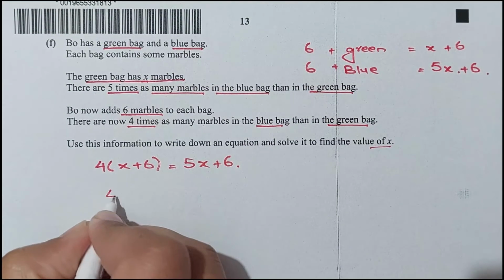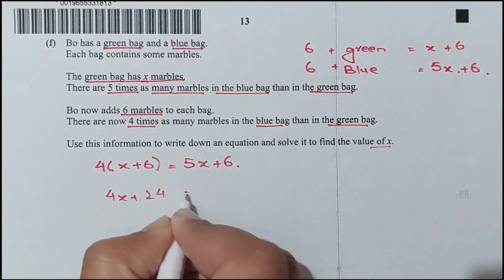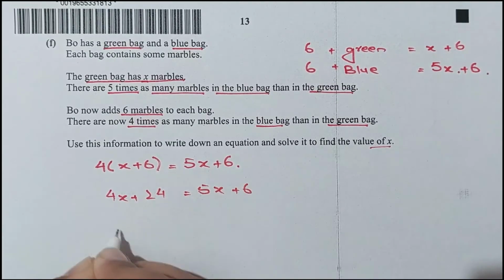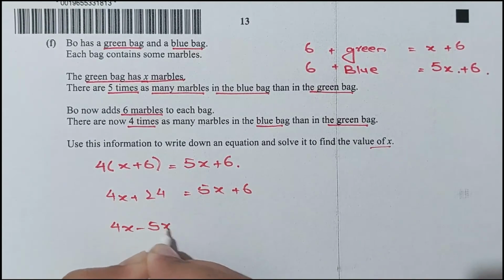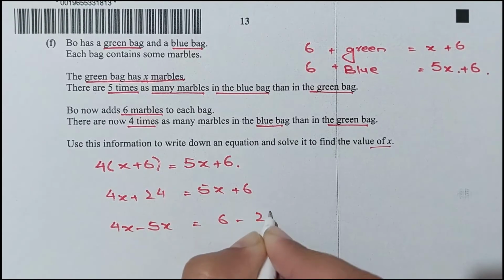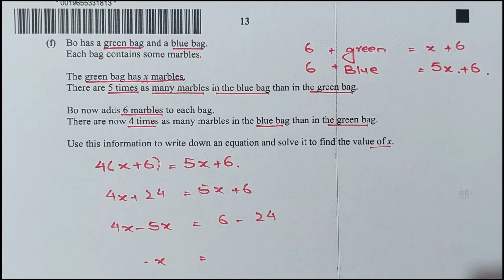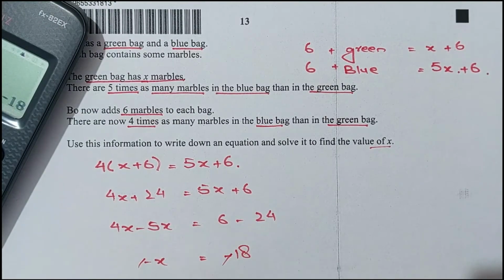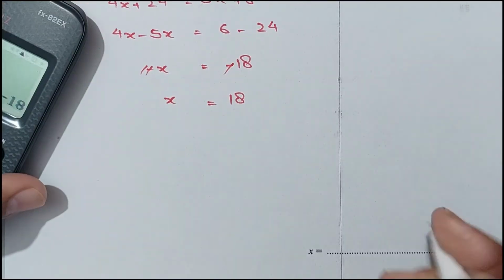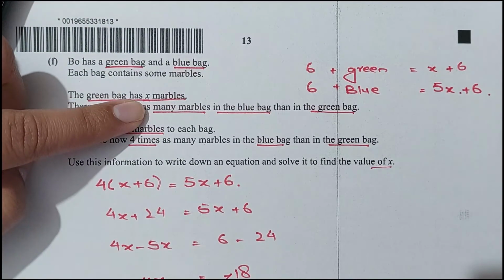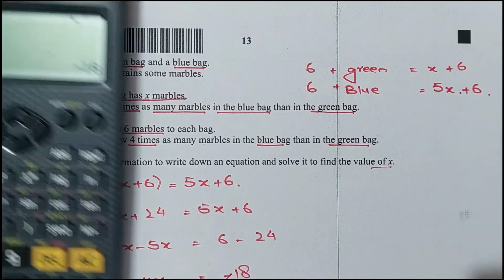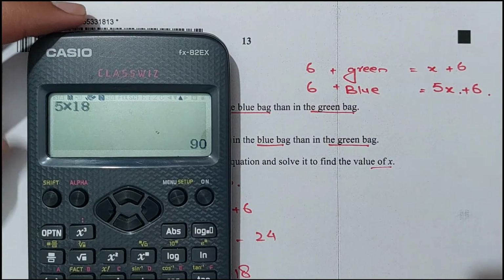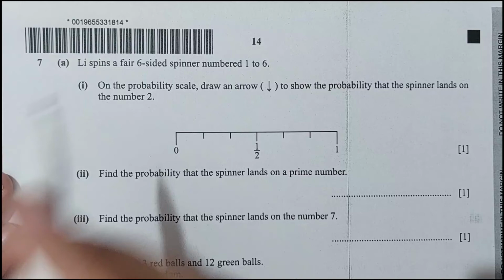Let me simplify. 4x, 4 times 6 is 24. This would be equals to 5x plus 6. 4x minus 5x. Shift this to the other side. 6 minus 24 equals minus x, and 6 minus 24 is negative 18. Negative is cancelled with negative, so x would be equals to 18. So the value of x is 18. Or we can say the green bag has 18 marbles and the blue bag has 5 times 18 marbles, which is 90.